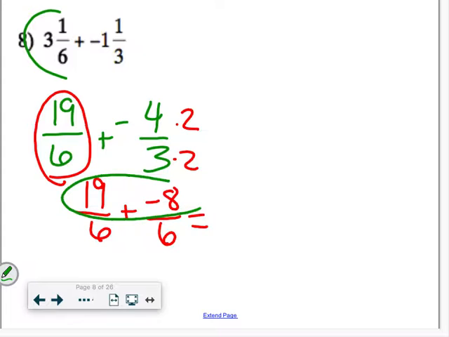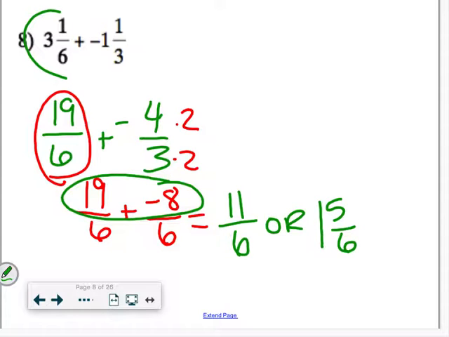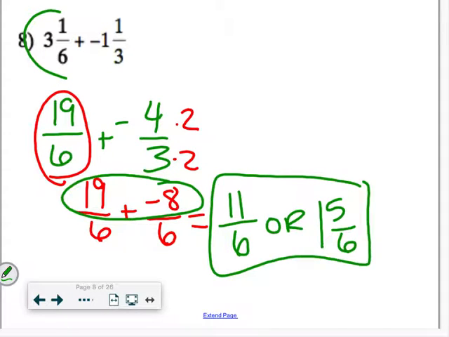Add or subtract across the top. Different signs. We're subtracting this time. We got 11 sixths or 1 5 sixths. Not too bad. No simplifying needed, you'll see, because 11 is prime again. Again, if I hadn't used 6, that would be different. I would have had some simplifying, but I always check.